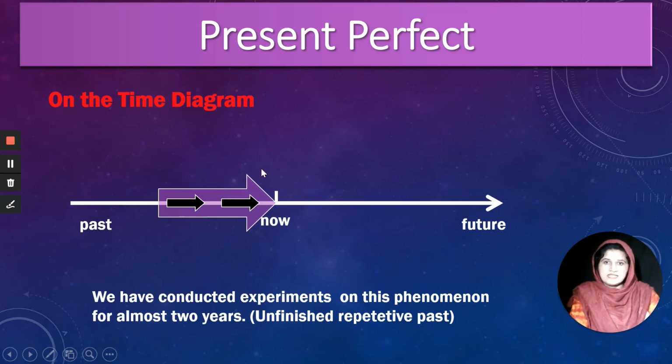Okay, so this is another time diagram where we are hinting at unfinished repetitive past, right? Unfinished. The action took place in the past, right? And it is still true for the present as well. It repeatedly took place in the past with intervals maybe, and then it is still true. अभी भी ये ऐसा ही है. For example, we have conducted experiments on this phenomenon for almost 2 years. So what does it mean? कि 2 years से experiments हो रहे हैं and they are still true for the present.